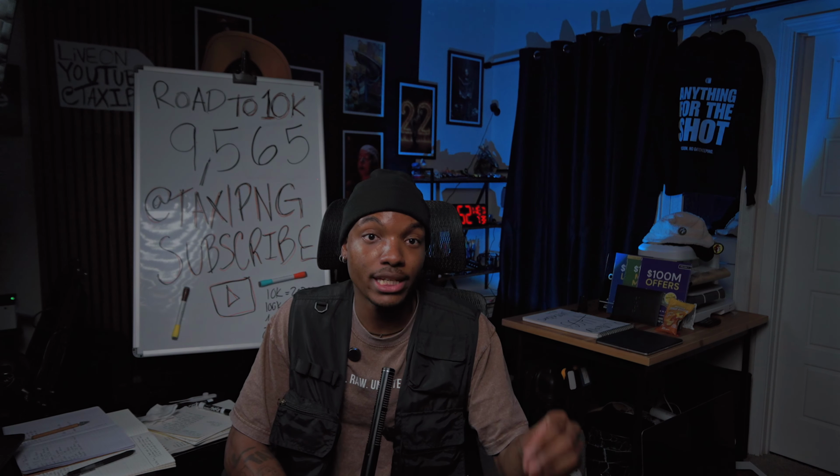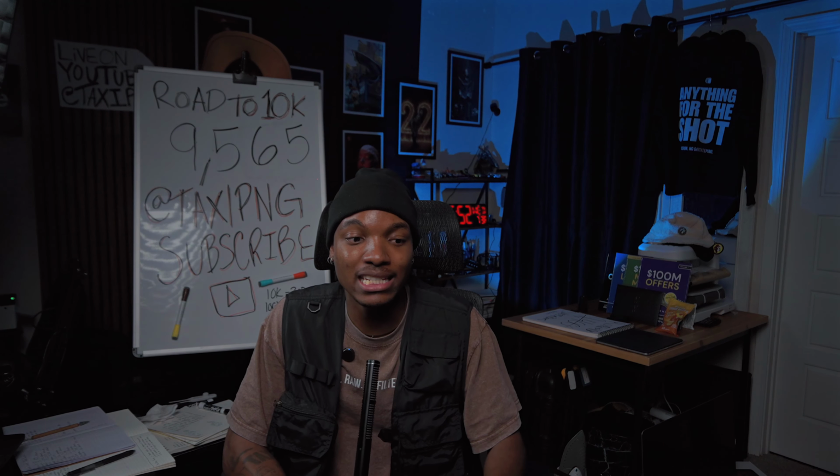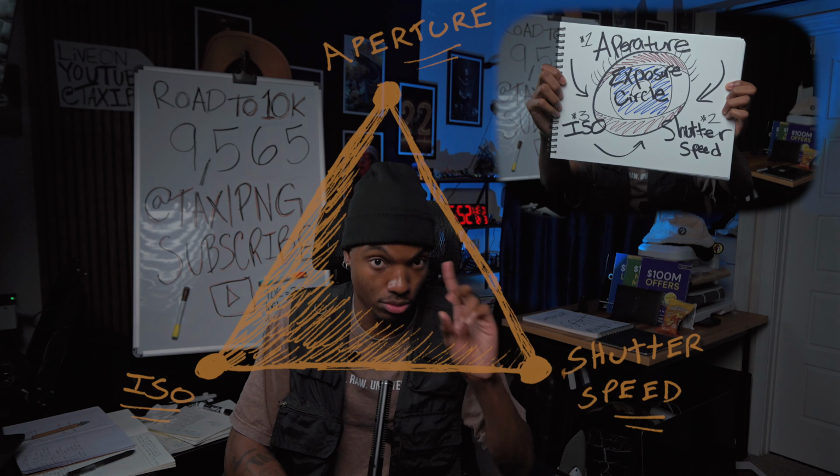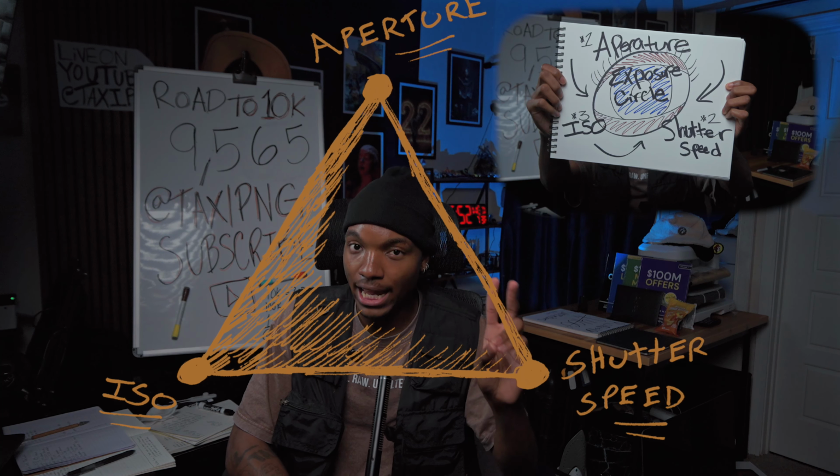So the exposure triangle, what exactly is it? The first thing that you need to understand is you have three settings on your camera that control how much light is able to hit your actual sensor. So the sensor of your camera is controlled by these three settings. The three are aperture, shutter speed, and ISO.